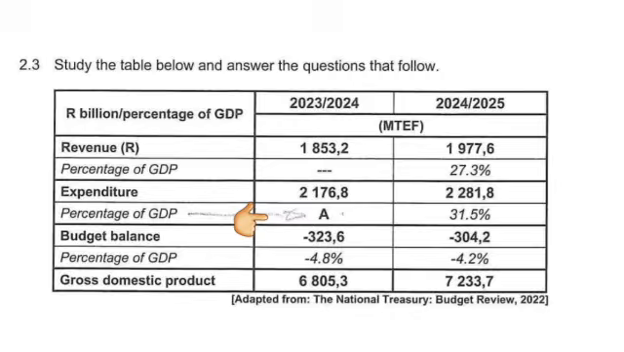So to calculate a percentage of GDP, basically you will take the expenditure, which is 2,176.8, and you are going to divide it by the gross domestic product of that year. That is the 6,805.3, and then you will divide your final answer by 100, and it should give you your percentage.